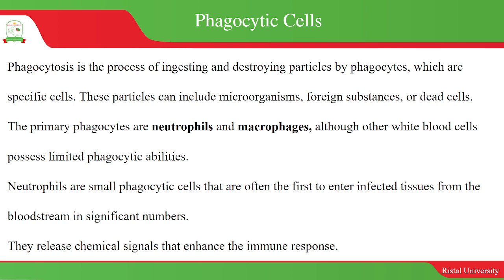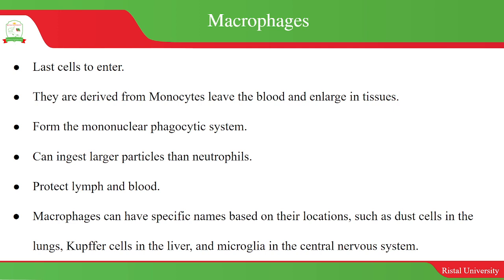And mainly the cells that have strong phagocytic properties are the neutrophils and the macrophages. Of course, other white blood cells such as the basophils can still have some limited ability to do phagocytosis. The neutrophils are small phagocytic cells that are the first to respond. So if there is a pathogen, the neutrophils respond first. Of course, they also release chemical signals that allow for further mobilization of other types of white blood cells to respond. And then the macrophages come later, or they enter last.